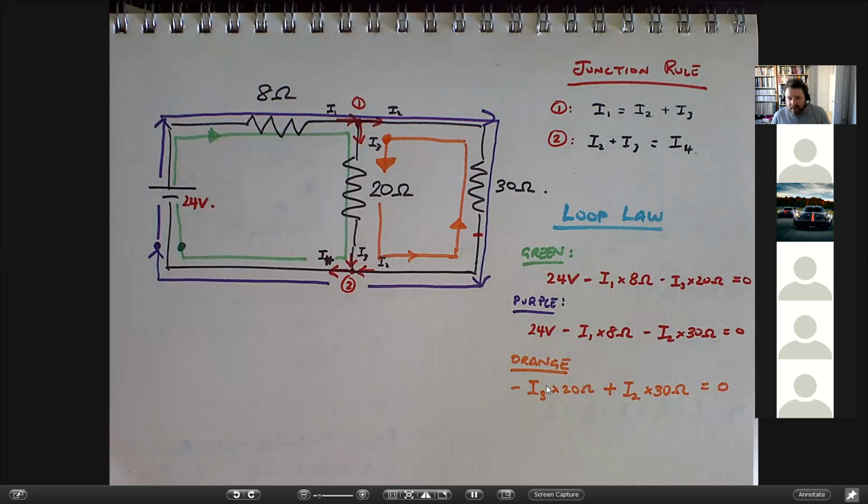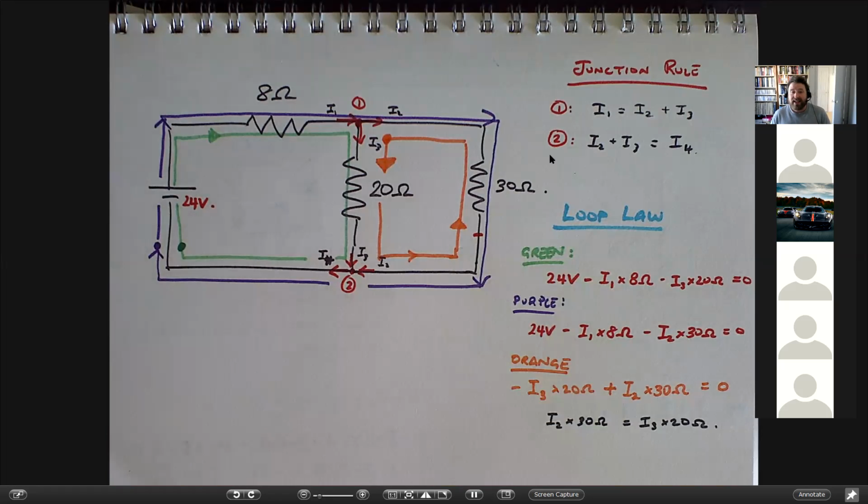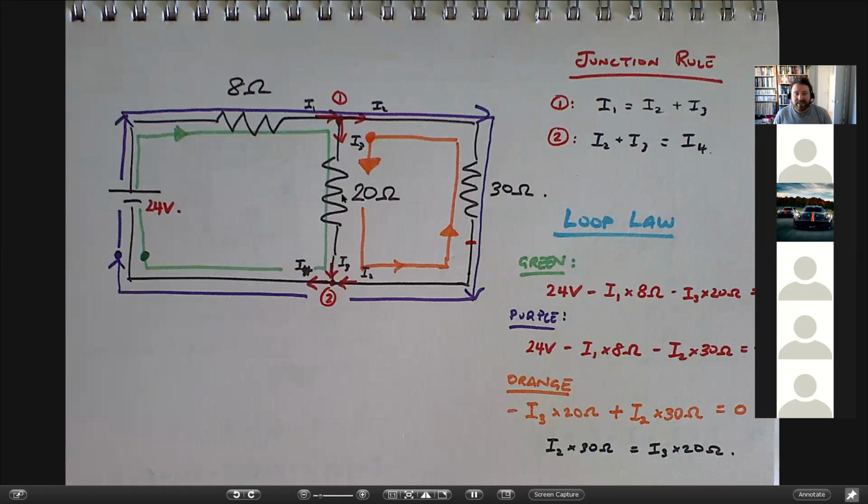Let's do it. I'm going to start with this one down here. If I rearrange this one, I2 times 30 ohms equals I3 times 20 ohms. Notice that that one is just saying these two get the same voltage. That V for this one is equal to V for this one, and that's the rule we expect for parallel components. So what the loop law does there is it just recovers that rule that parallel things get the same voltage.